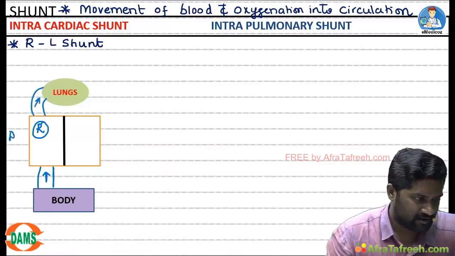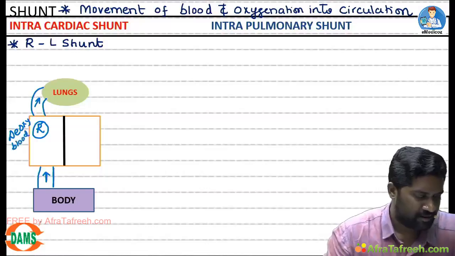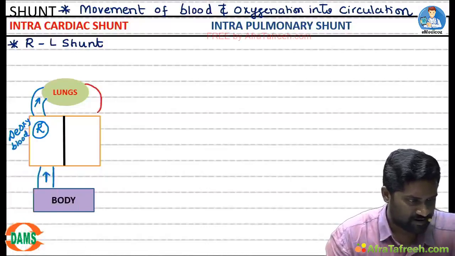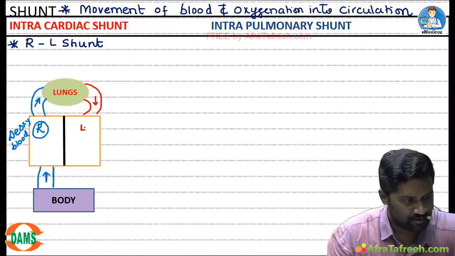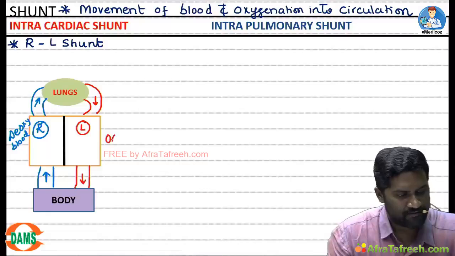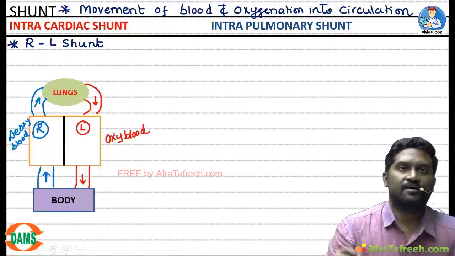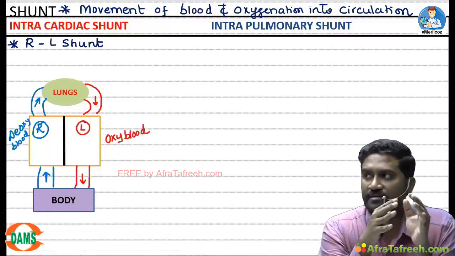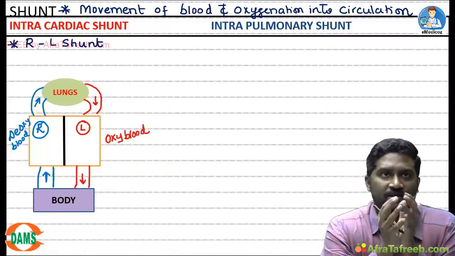So this side, generally it will be deoxygenated blood. Now in the lungs, the blood gets oxygenated. Oxygenated blood will go into the left heart. From the left heart, through the systemic aorta, oxygenated blood will reach the body. So on this side, mostly it will be oxygenated blood, and usually there will be no mixing of this deoxygenated blood in your body.